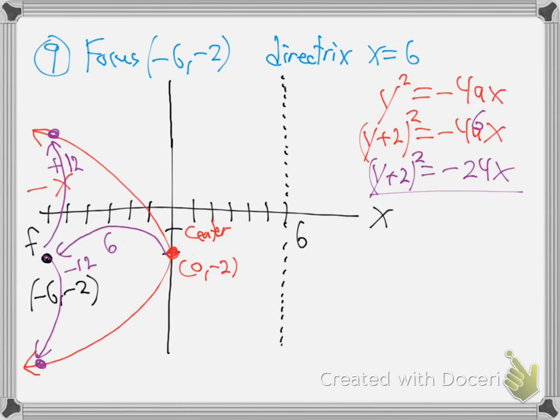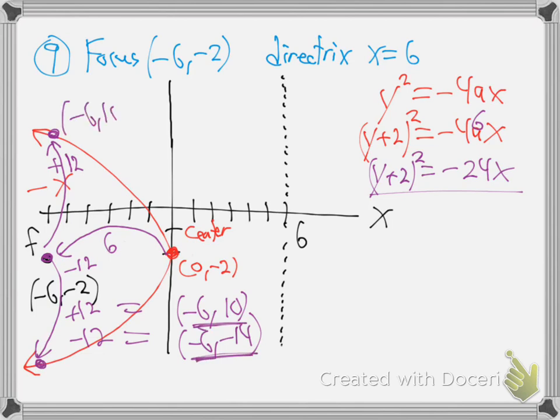Now, that means I got to add 12 and subtract 12 to what? What am I jumping from? This focus point. So you add 12 and subtract 12 from the y value again. So if you add 12, what do you get? Minus 6, 10. And if you subtract 12, what do you get? Minus 6, minus 14. There are the 2 lattice rectum points. This one is minus 6, up 10. This one is minus 6, down 14. The 2 lattice rectum points.